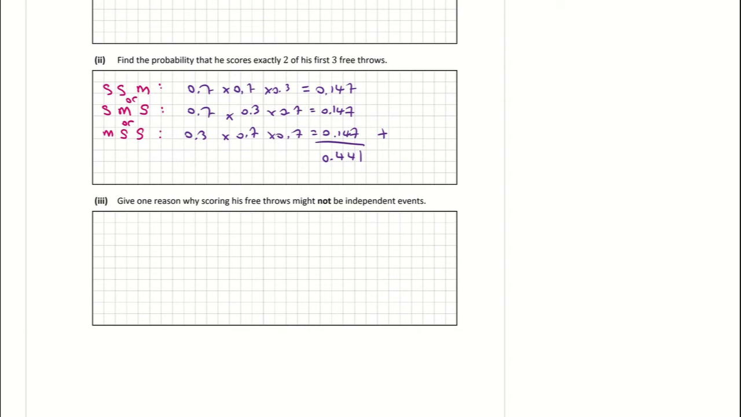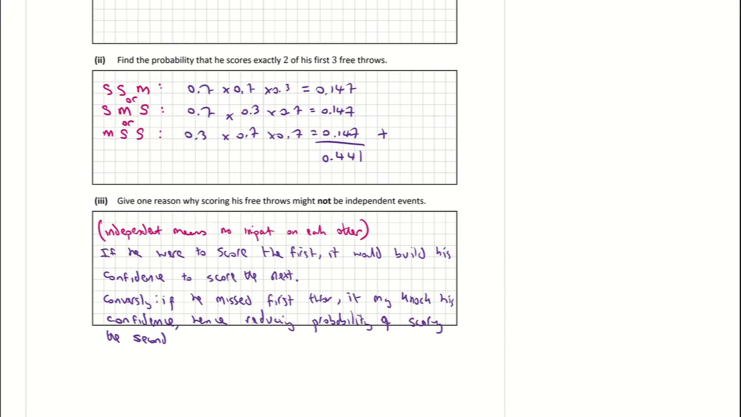And the final part to part A is give one reason why scoring his free throws might not be independent. Independent means they have no impact on each other. So in this question, it's saying they're not independent. So it means that each throw does impact on the next throw. So one explanation could be, if he were to score the first, it would build his confidence to score the next. And conversely, if he missed the first throw, it may knock his confidence in future, so hence reducing the probability of scoring the second.